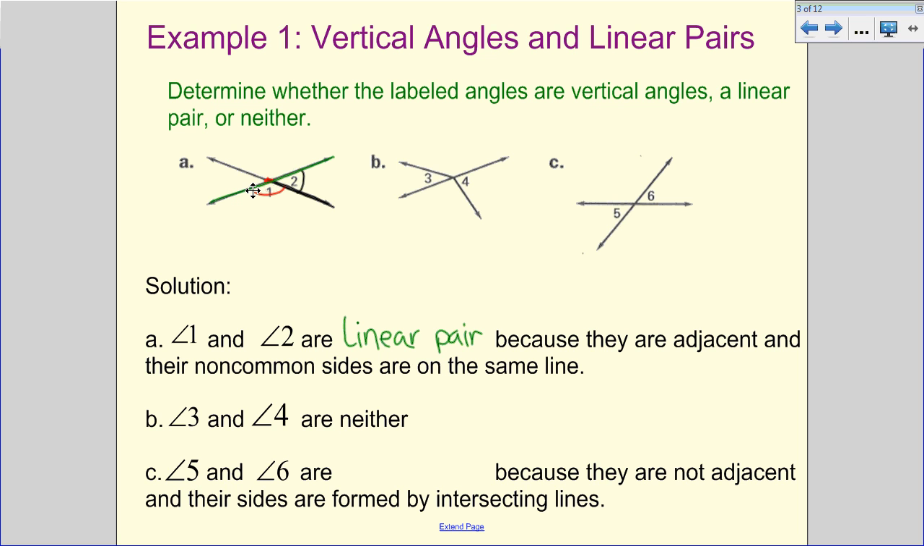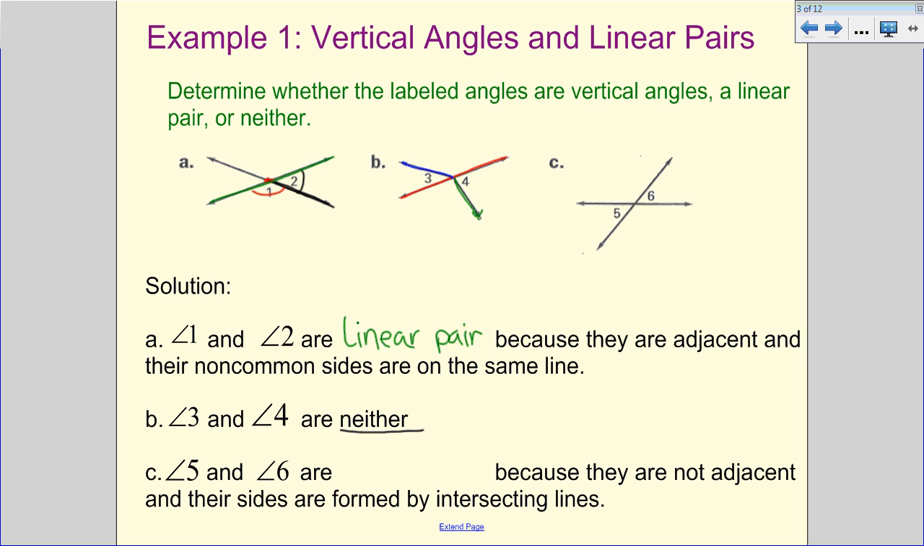We look at angle 3 and angle 4. Well, we've got a whole bunch of intersecting lines. But what happens here is we're going to say that they are neither. Vertical angles have to be created by intersecting lines. This is a line that has two rays coming off of it. The blue and green are two different rays. They don't make a straight line. So angle 3 and angle 4 are what we call neither.